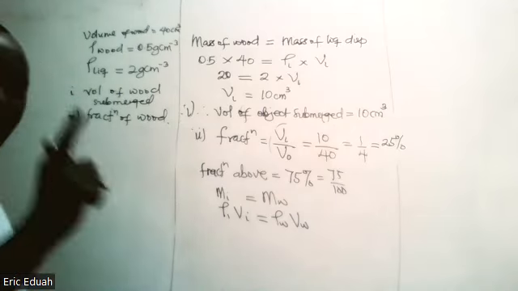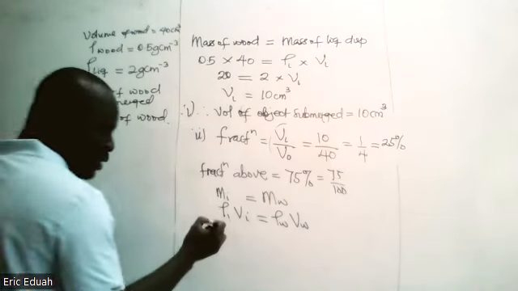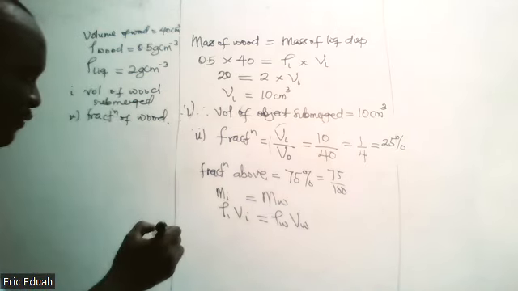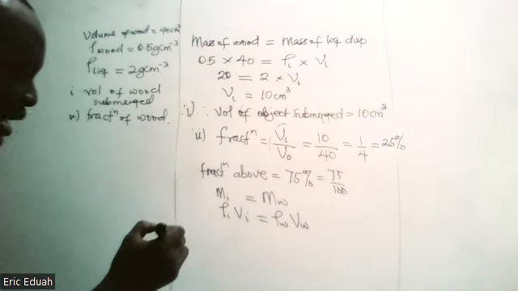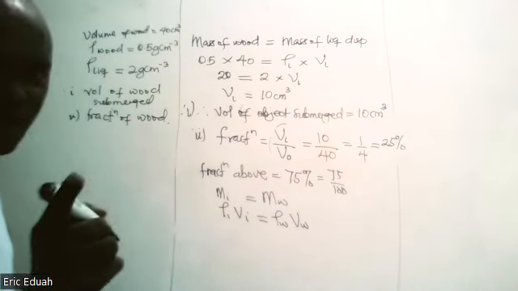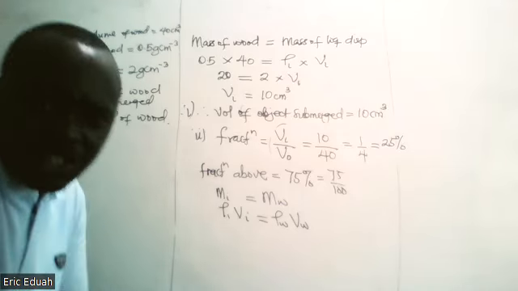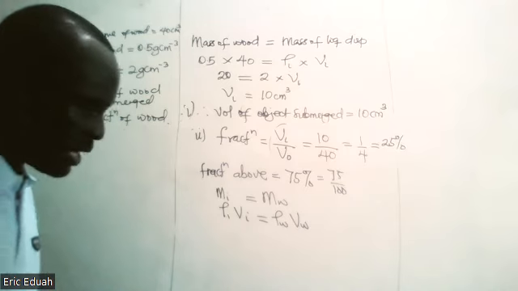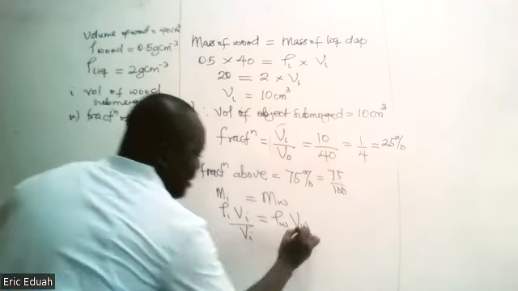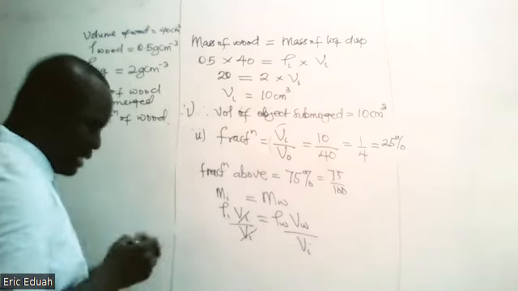So we are looking for the volume of iceberg submerged. What we are going to do is find a ratio of the volume of water to the volume of ice, because the volume of water displaced would give us the volume of the ice submerged in the water. So we divide through by VI. This and this would be eliminated.